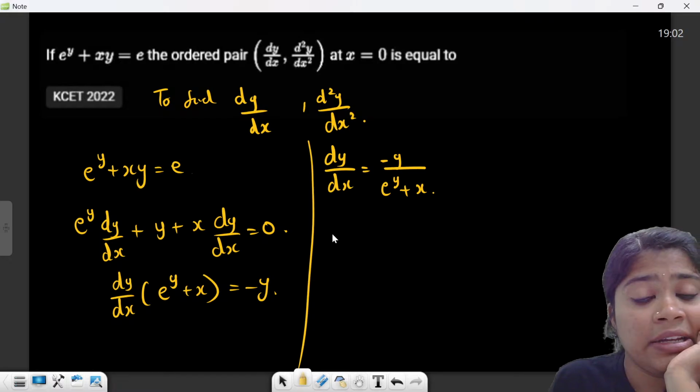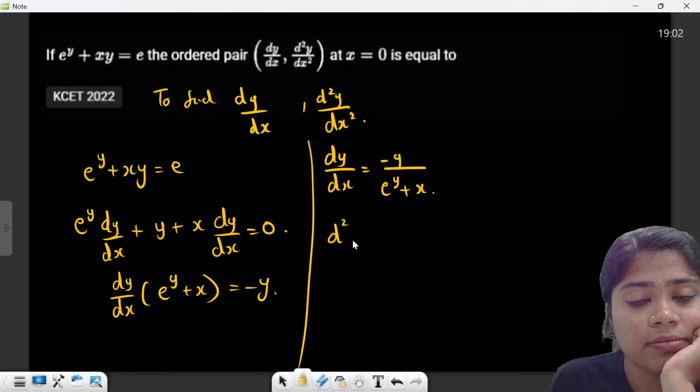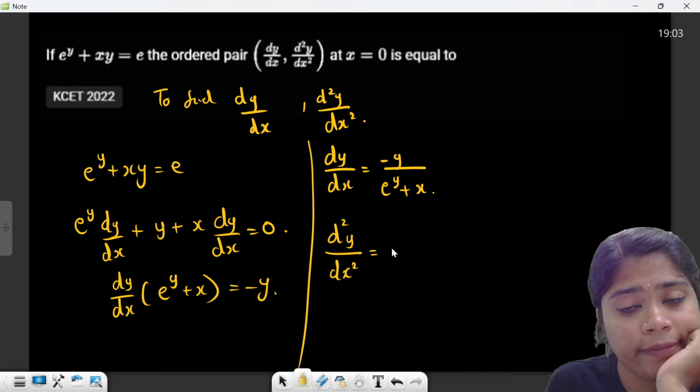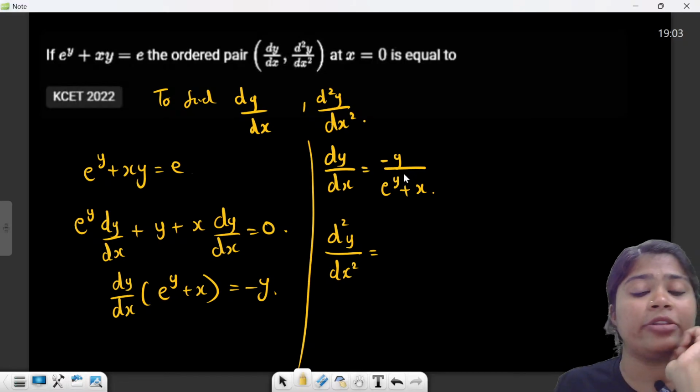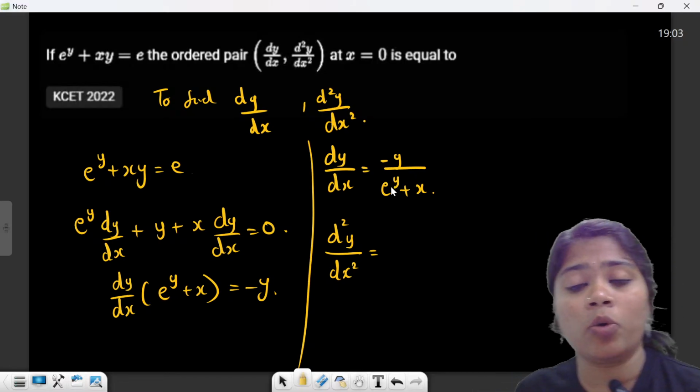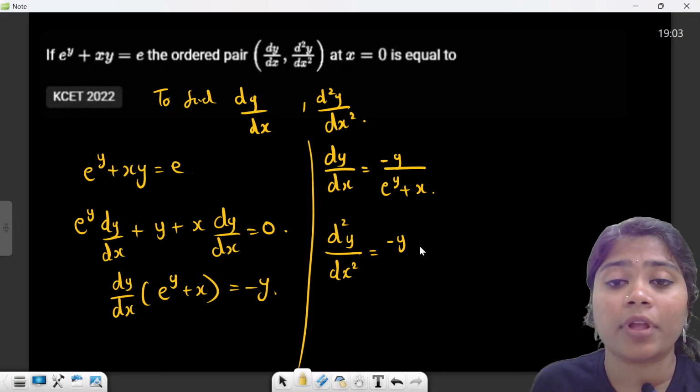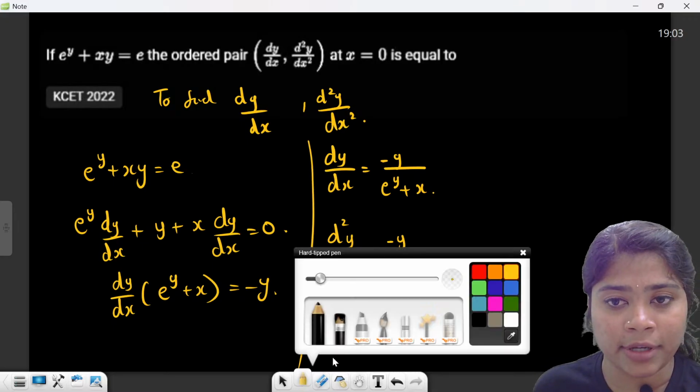So again, d square y by dx square if you do, what do you get? It is the UV method. Okay, so what you get? Minus y, so let me differentiate. Give me a sec.